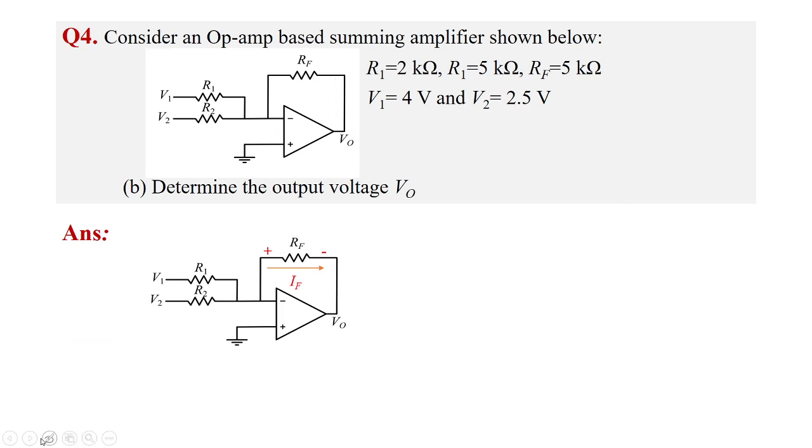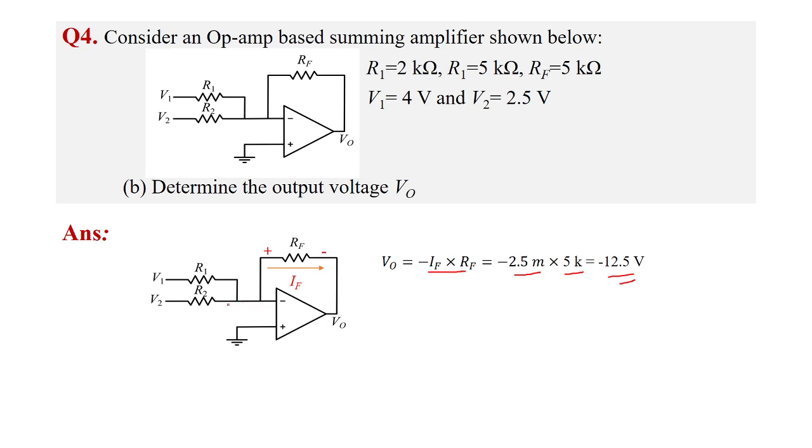V0 equal to minus IF into RF. IF is minus 2.5 milli into 5k, that is equal to 12.5 volt. So what is the output voltage of this summing amplifier? It is 12.5 volt.